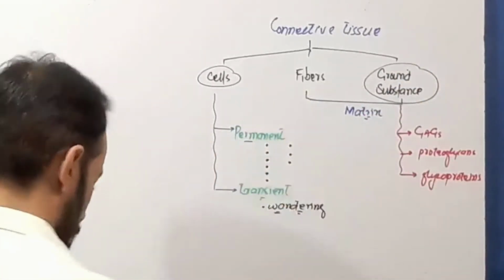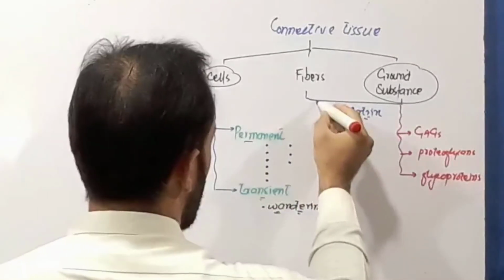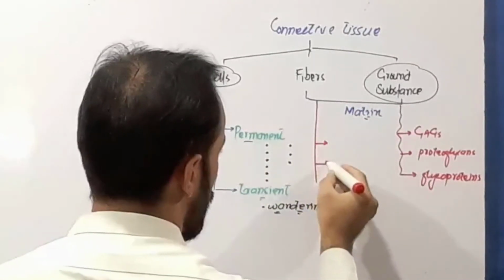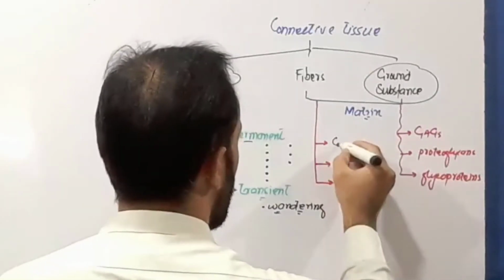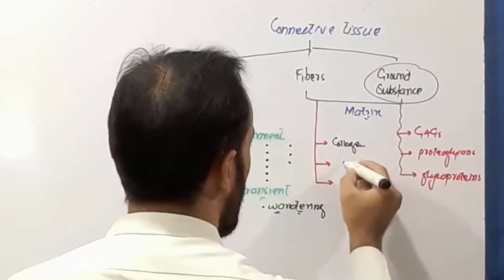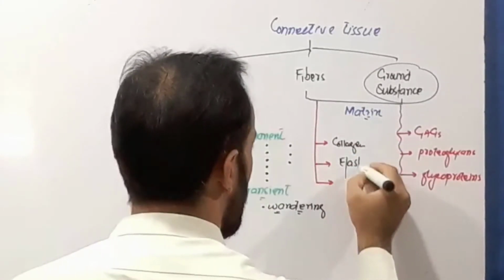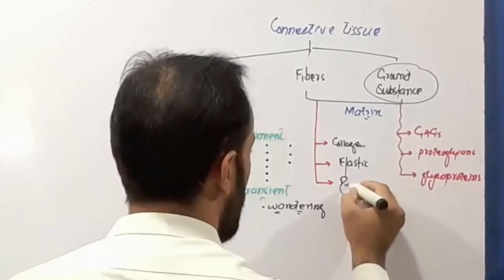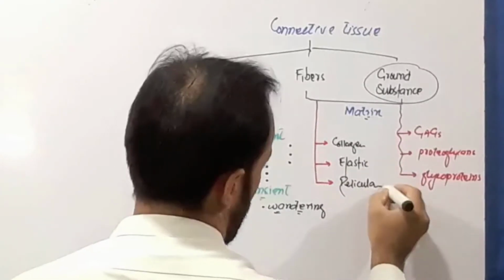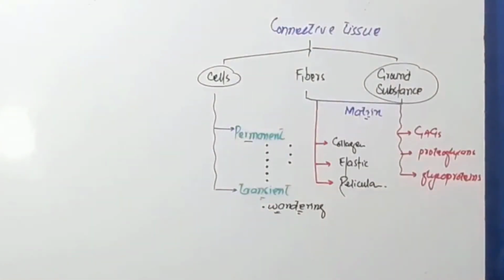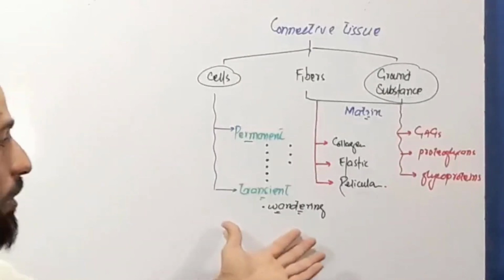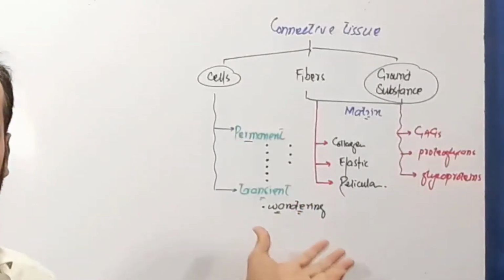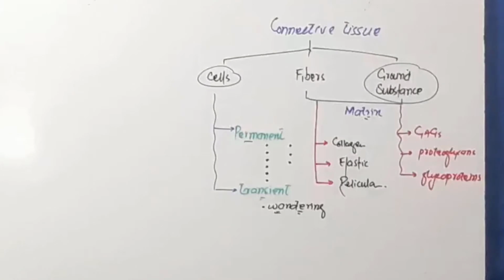Now it's our turn to discuss the fibers of the tissue. There were three types of fibers present in the connective tissue. This is the whole composition of connective tissue in a very simple way. There were the collagen fibers, the elastic fibers, and the reticular fibers. If someone asks what the connective tissue is, you have to remember this. This is a very simplified way to discuss the composition of connective tissue.